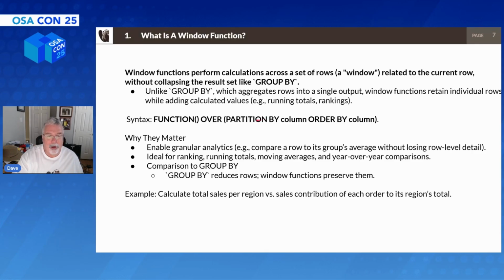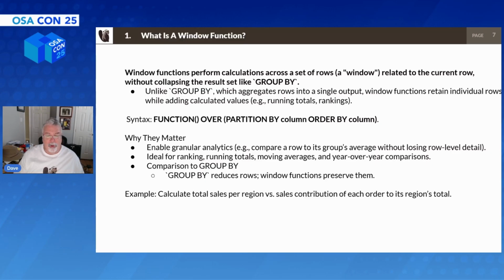So the keyword you want to look for is OVER. You're going to see the way we do some analytics and some ranking with that. In comparison to GROUP BY, which reduces the number of rows, window functions preserve them. GROUP BY tends to homogenize too much, whereas window functions give you the insight into what you want.